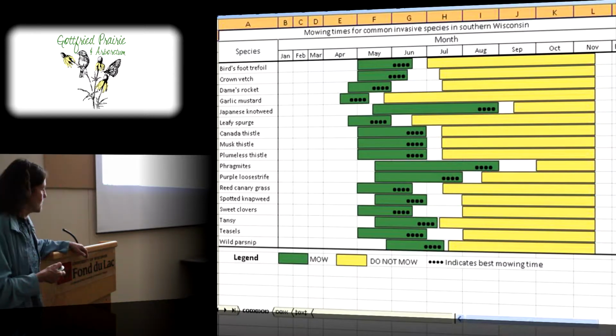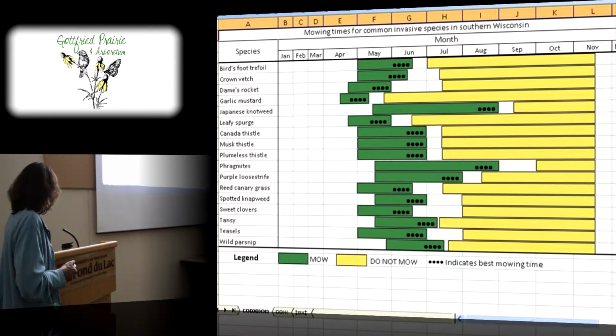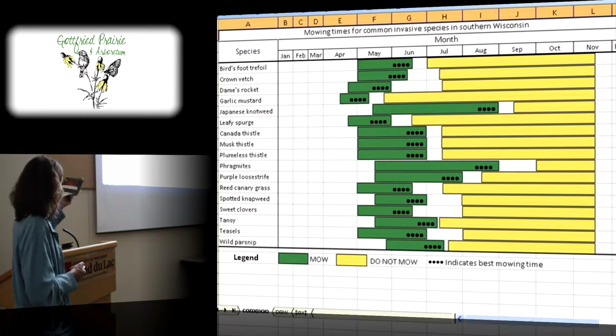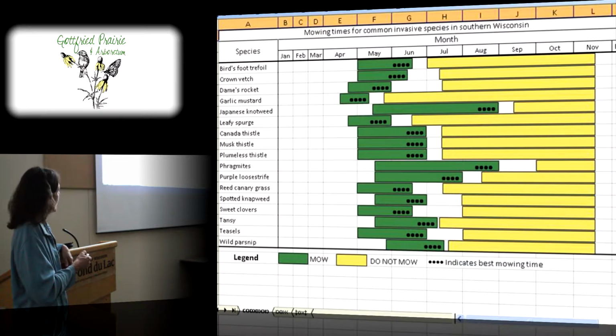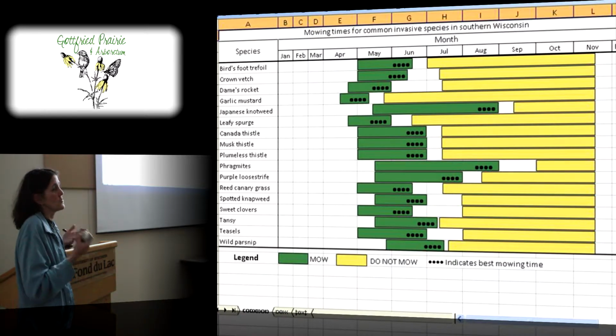So this is an example of a mowing chart, and we've got one in the back of this field guide that we've gotten out to all of the county highway departments. And so basically we identify when it is safe to mow in this green area, when it is not safe to mow because you're going to be spreading it around, and when the best time is, where these little dots are. So like you can see with garlic mustard, it just blooms really early.